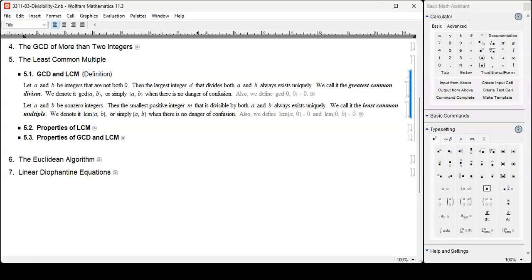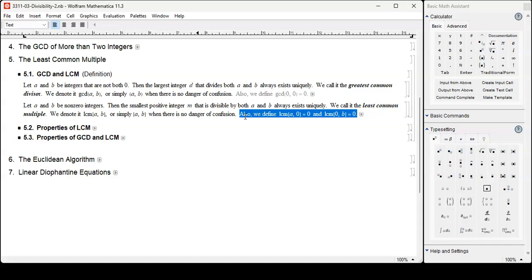Let's begin with a pair of integers a and b, but this time both are non-zero integers. Then the smallest positive integer that's divisible by both a and b always exists uniquely. Yes, we proved that in the previous lesson, in lesson 3. We call it the least common multiple, and we denote it LCM of a and b like this, or simply (a, b) with brackets when there's no danger of confusion. And in trivial cases, when either a or b is 0, the LCM is defined to be 0, but let's not worry about these really special cases.